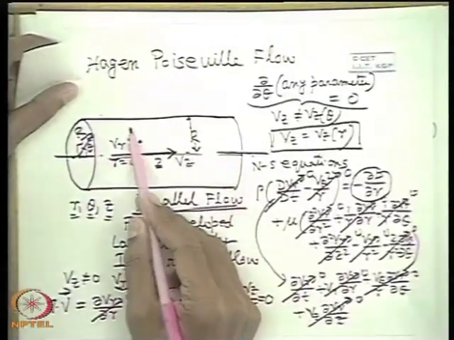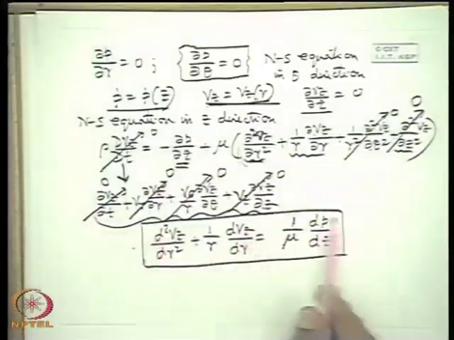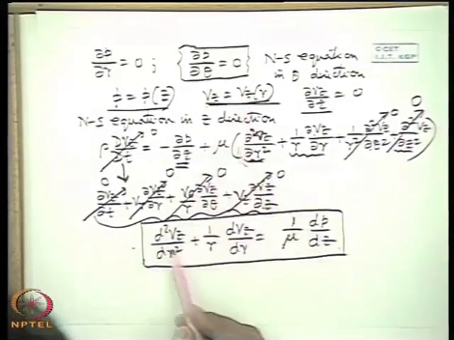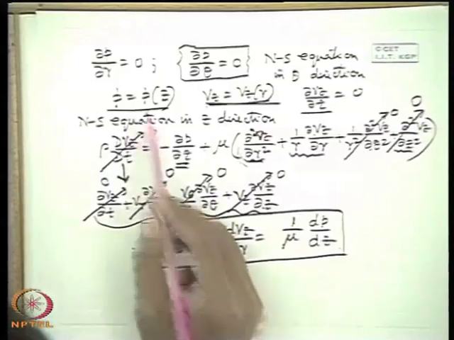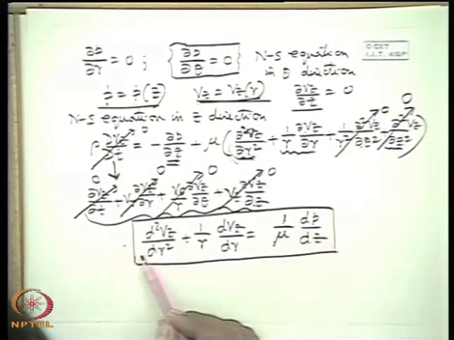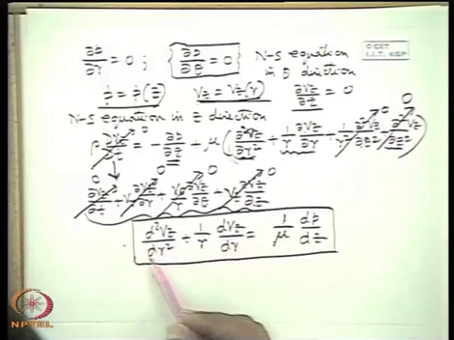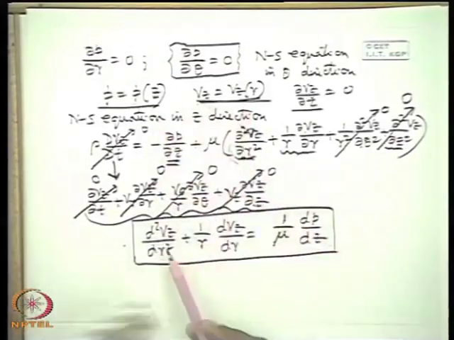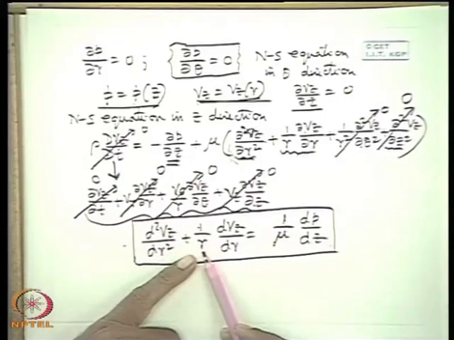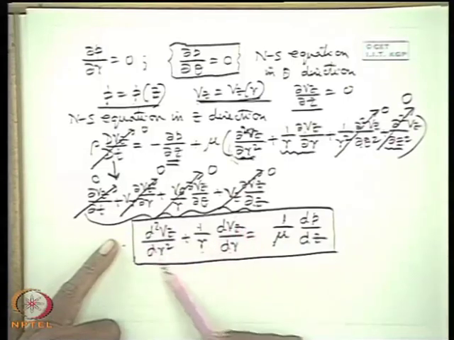That means z is the direction of flow, and r is the radial direction. The governing equation is d²Vz/dr² plus (1/r) dVz/dr. Vz is a function of r, that's why it is an ordinary differential equation, and P is a function of z. With the same argument we can tell that dP/dz is constant and the left hand side is constant. If Vz is a function of r only, then d²Vz/dr² can either be constant or a function of r, and (1/r) dVz/dr is either a function of r or constant. As a whole, the left hand side is either a function of r or constant.